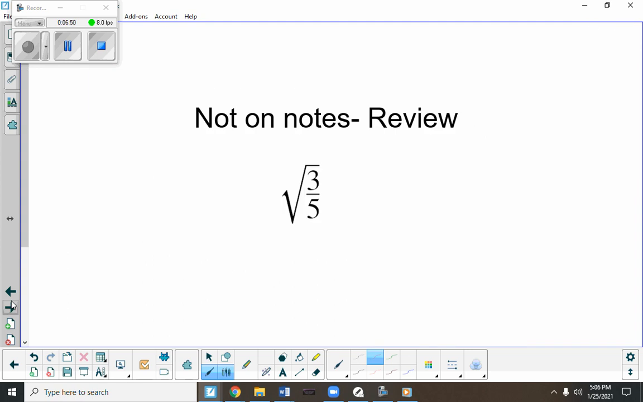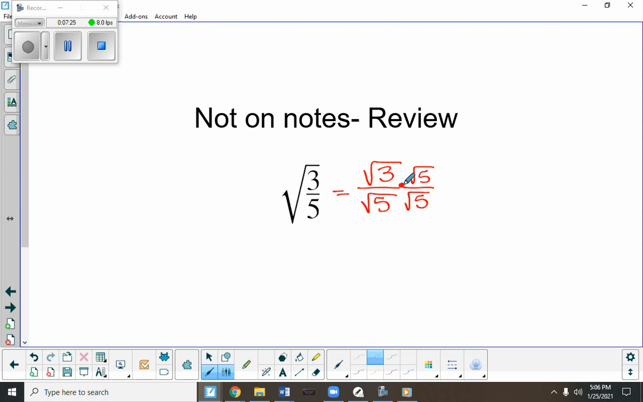Now, this is not in your notes, but this is for review. Let's say you have the square root of 3 over the square root of 5. Well, by the definition of division, that's equal to the square root of 3 over the square root of 5. And if you'll recall, we're not supposed to leave radicals in the denominator. So what we need to do is what's called rationalizing the denominator. So what we want to do is make a perfect square in the denominator. So we're going to multiply by the square root of 5 over the square root of 5. Remember, anything over itself is equal to 1, so we're not changing the value.